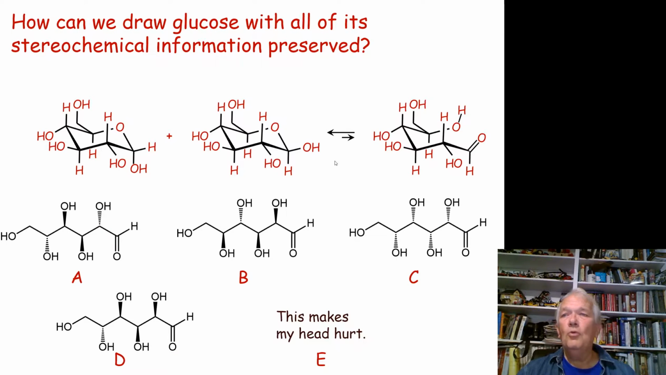Now, one of the problems is drawing these things in different orientations. So here is the glucose in its two isomeric pyranose forms and the open form over here.